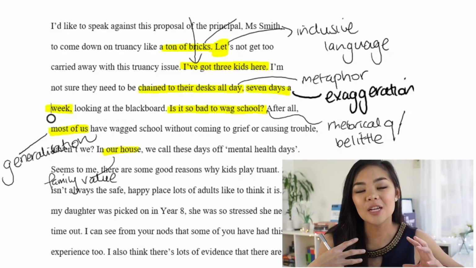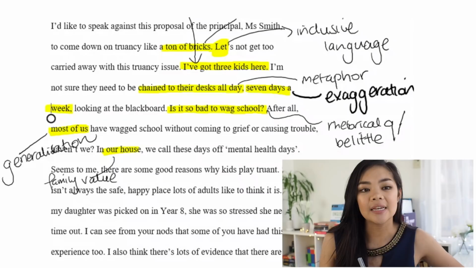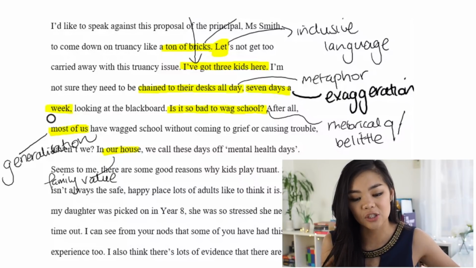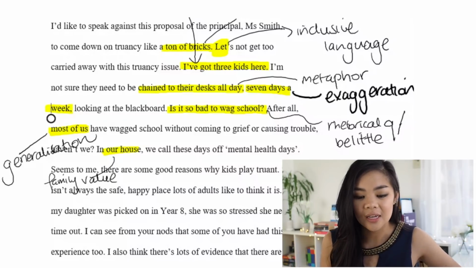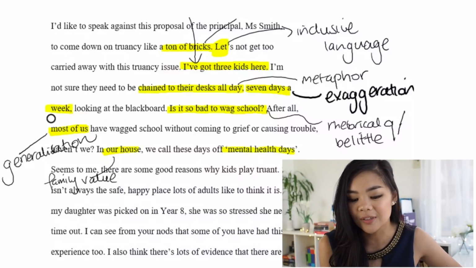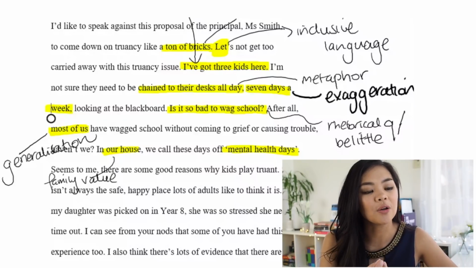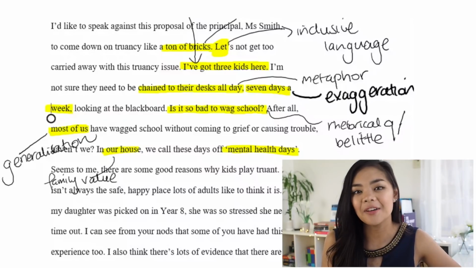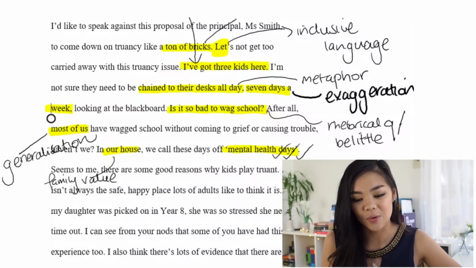So by now including his home, he is saying that this is an issue that goes beyond just kids wagging school or kids not being at school. It's a family value. The fact that they don't go to school is something that they call mental health days. So he puts a positive spin on the negatively connotated truancy. And because a lot of people are advocates for mindfulness, meditation, and looking after ourselves, this is something that may encourage readers to agree with the author.